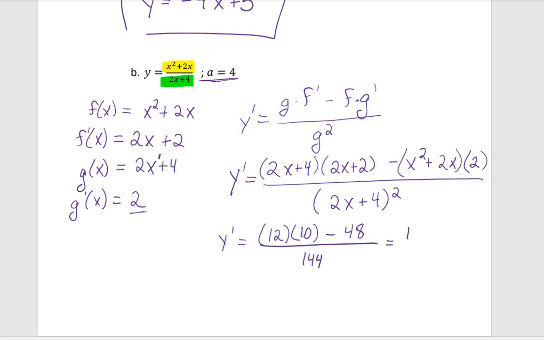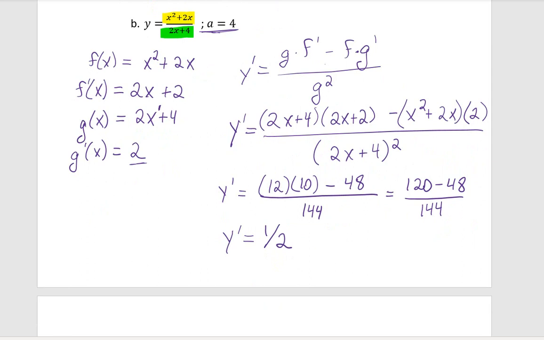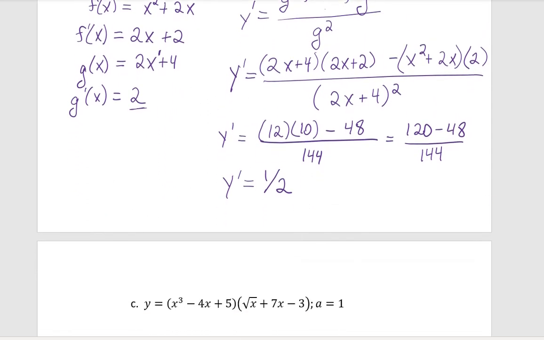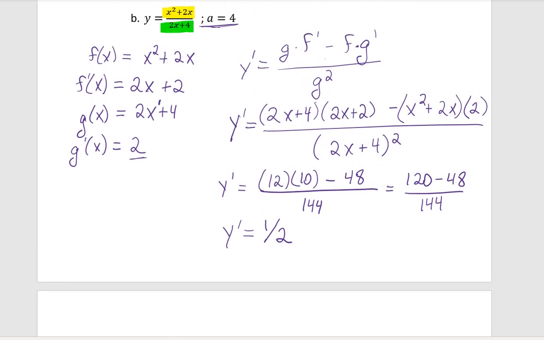So we are going to have 120 minus 48 divided by 144. And actually that's going to equal just 1/2. So we still need to find the equation of the tangent line. So let's see here.